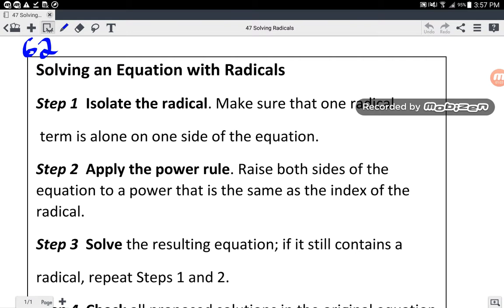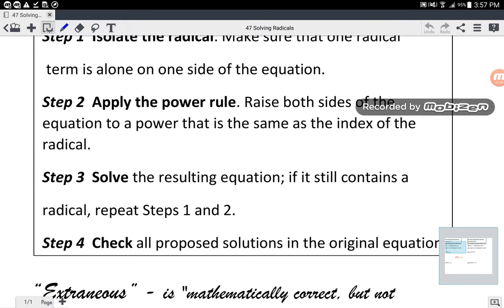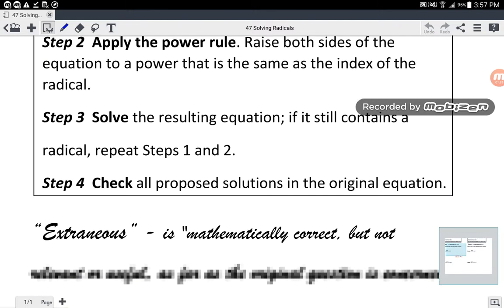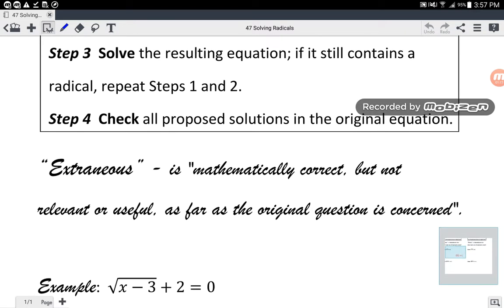And sometimes you still have a radical, not often, but sometimes you do, and then you would do it again. And one of the important steps is actually to check your solution in the original equation, because sometimes you have an extraneous solution, which is you did the math correctly and you got an answer, but when you substitute it back in, it doesn't make sense, or it's not true.